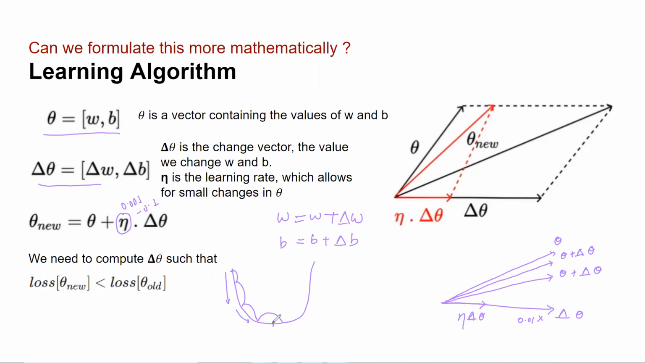Ashutosh, isn't delta theta itself that small change, that small nudge? Why do we need another eta to further make it small? Delta theta is a change, yes, but we don't know how small it is.